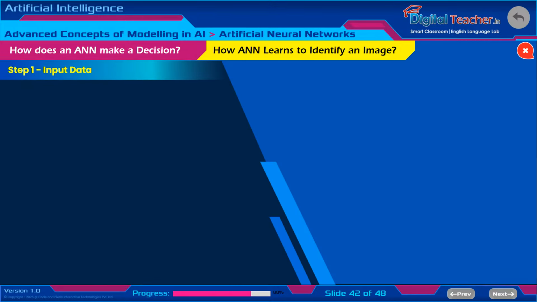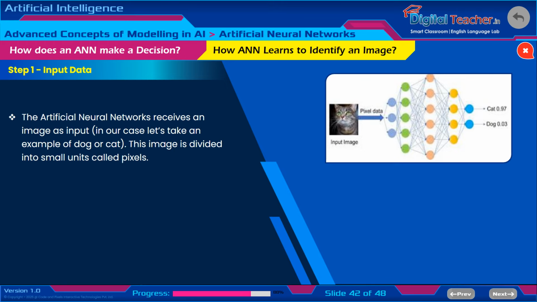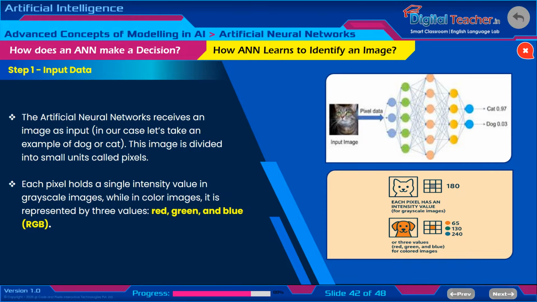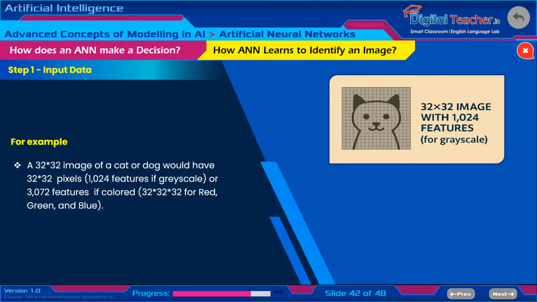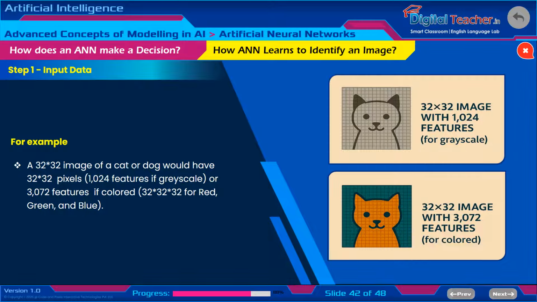Step 1. Input data. The artificial neural network receives an image as input. This image is divided into small units called pixels. Each pixel holds a single intensity value in grayscale images, while in color images, it is represented by 3 values: red, green, and blue. For example, a 32 by 32 image of a cat or dog would have 32 by 32 pixels, or 3072 features if colored.